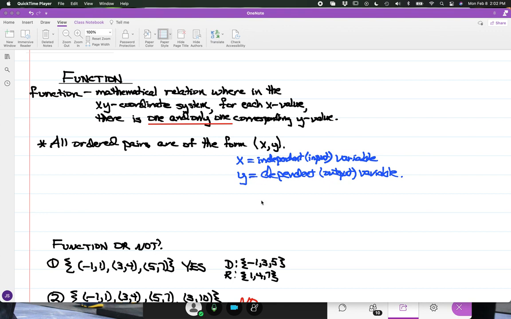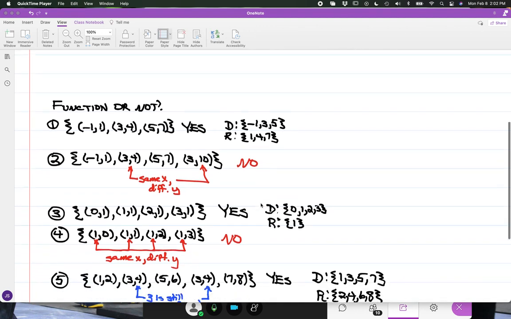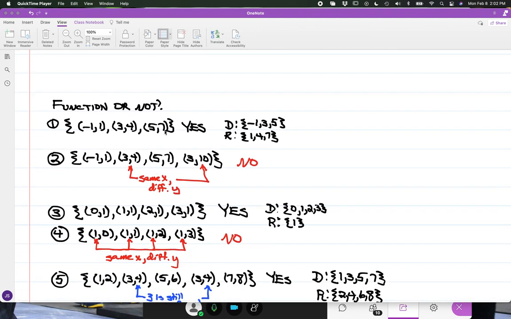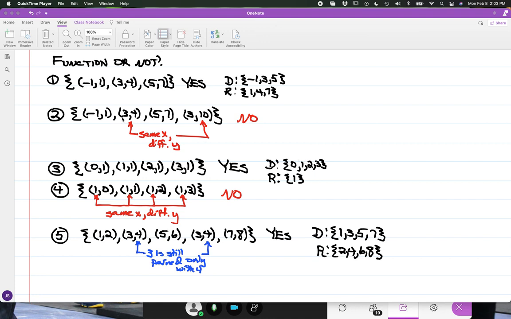And again, when we looked at samples of ordered pairs that might be functions or not, among our cases, say if you have (-1, 1), (3, 4), and (5, 7). Again, this is a function because for each x value, there is only one corresponding y value. With the domain, you have the set of x values, which we have with -1, 3, and 5. And with the range, you have the set of y values, which we have with 1, 4, as well as 7.